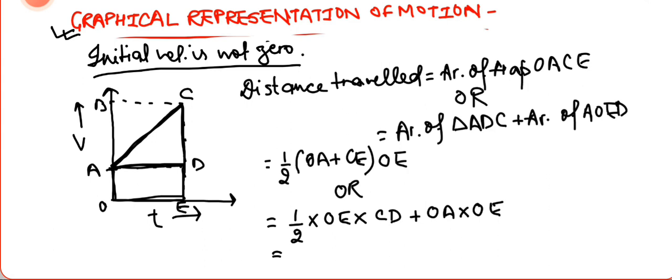In this case, we can find the distance in two ways. One, the shape formed is the area of trapezium OACE, and the other, we can find the distance from adding the two shapes, that is area of triangle ADC and area of rectangle AOED. So this is how we represent the uniform accelerated motions in VT graph. Now let's move to the non-uniform accelerated motion in the VT graph.